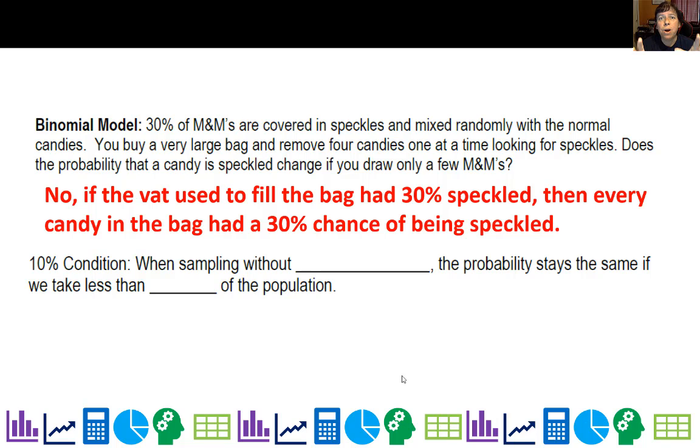Now, if we are doing things like using a card deck, when we're sampling without replacement, the probability stays the same, or good enough, if we take less than 10% of the population. Just an FYI there, and we'll revisit that. So don't worry. You're probably wondering where I got 10% from. There's a lot of math behind it. We don't have time today.